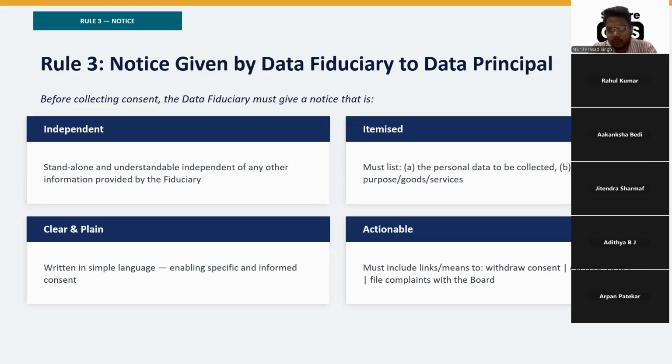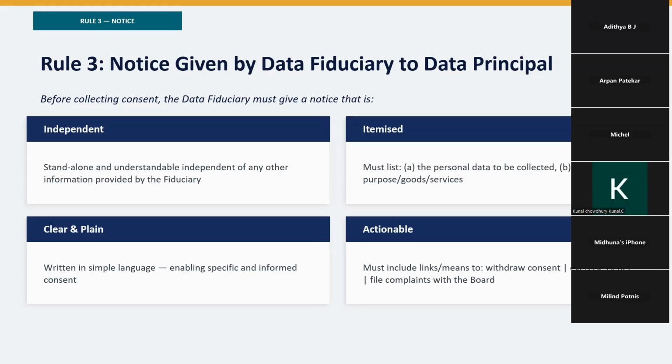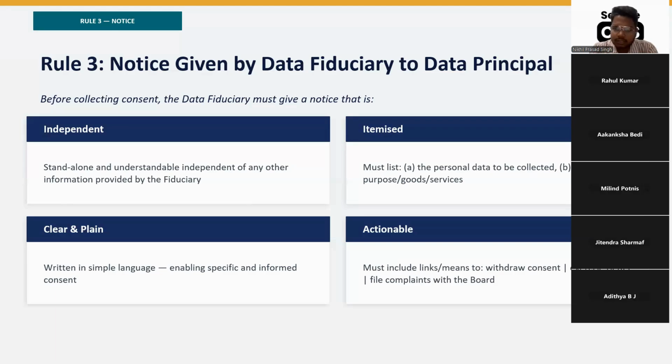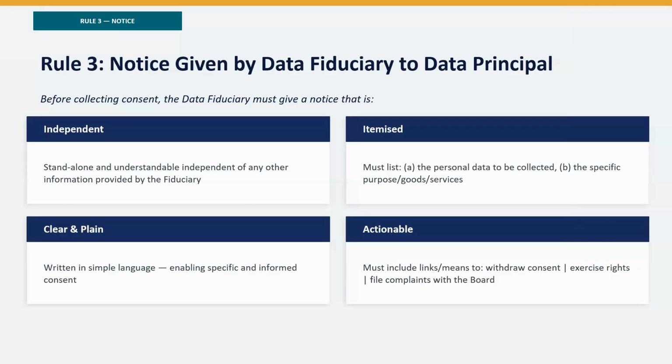These are some of the documents that come along whenever you try to register yourself on a particular website or app. But with DPDP rules, that will not be the case in future, because you'll have to give a different type of notice for taking the consent. Before collecting consent, any data fiduciary will have to give a notice. The notice shall be independent. It shall be a standalone notice that has to be understood by the data principal.